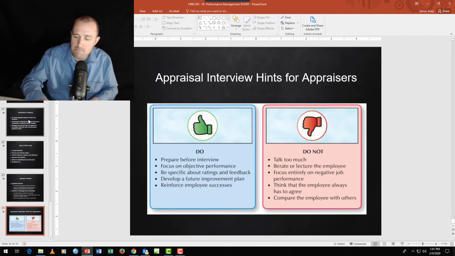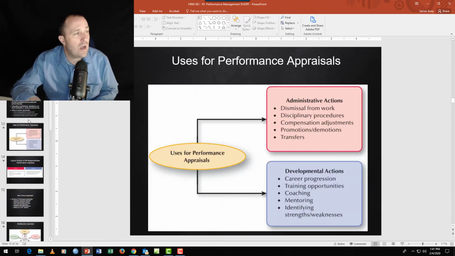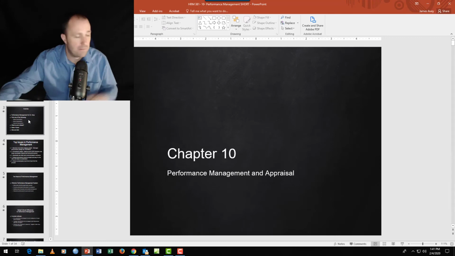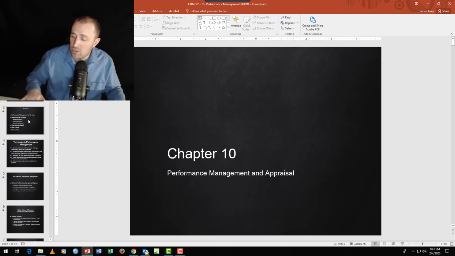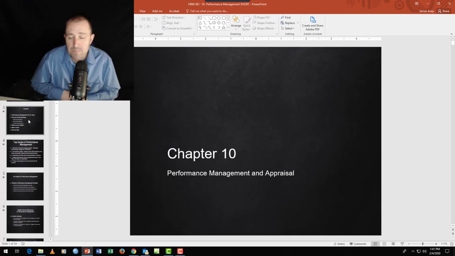So, a few hints. Bottom line, this is one of the more complex but absolutely bread and butter HR processes: evaluating someone's performance. We use it not only to strengthen them as employees, but of course for some of the administrative and business-level decisions we need to make about their career and their job. So that's it for Chapter 10.